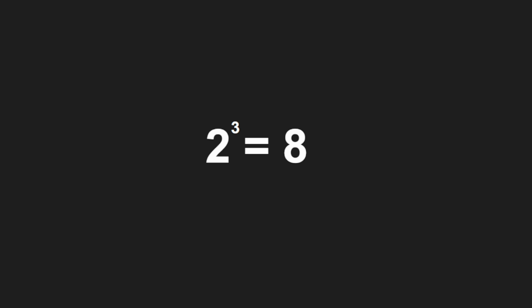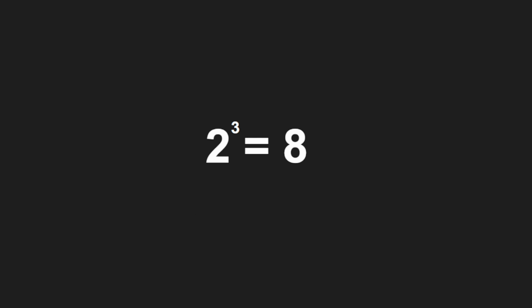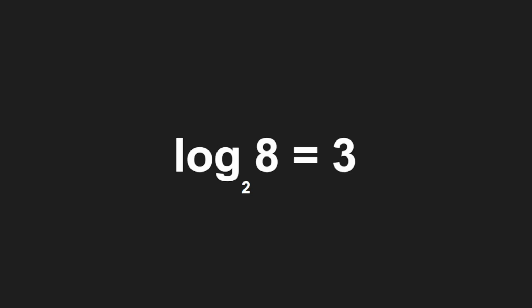So now I'm going to take this equation and turn it into a logarithm, and we are not going to get really deep into this math. This will be pretty simple, but when we convert this to a logarithm, it looks like this: log sub 2 of 8 equals 3. Let's look at this again. Log sub 2 of 8 equals 3.